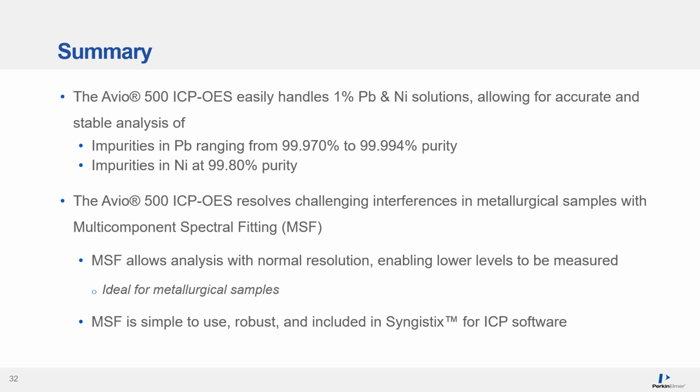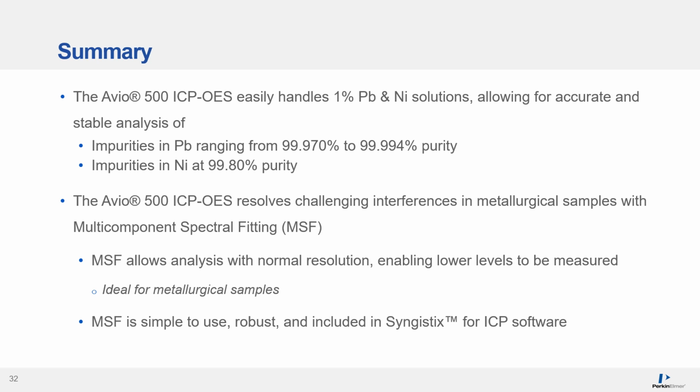The Avio 500 ICP-OES easily handles 1% lead or nickel solutions, allowing for accurate and stable analysis. In these examples, we looked at impurities in lead ranging from 99.97% to 99.994% purity, and the impurities in nickel at 99.8% purity. All of these were found to be very accurate within plus or minus 10%.